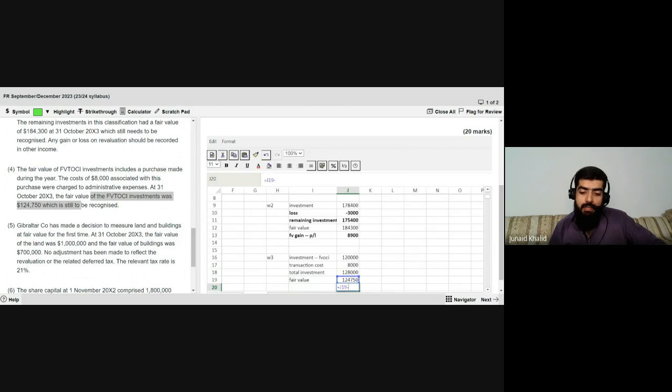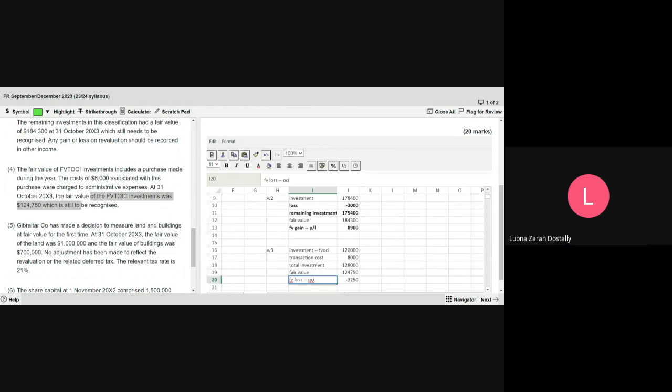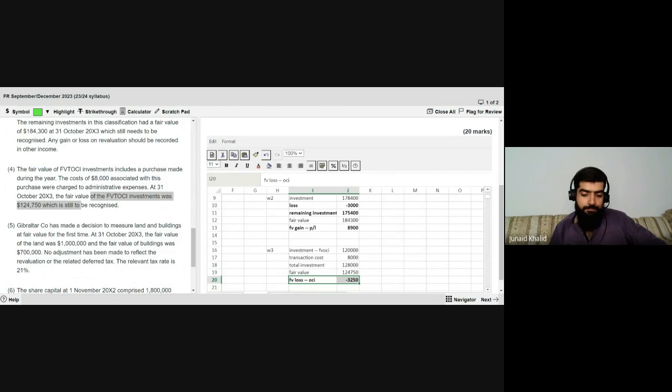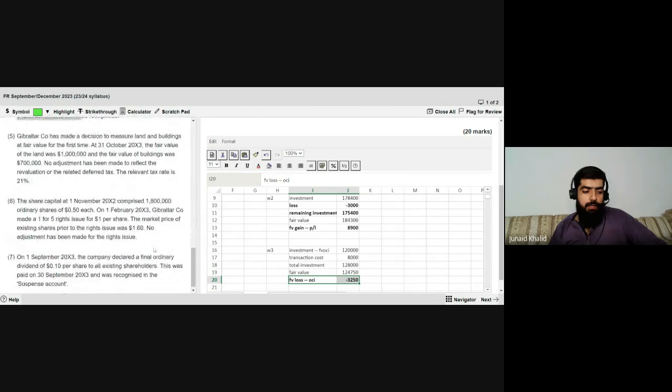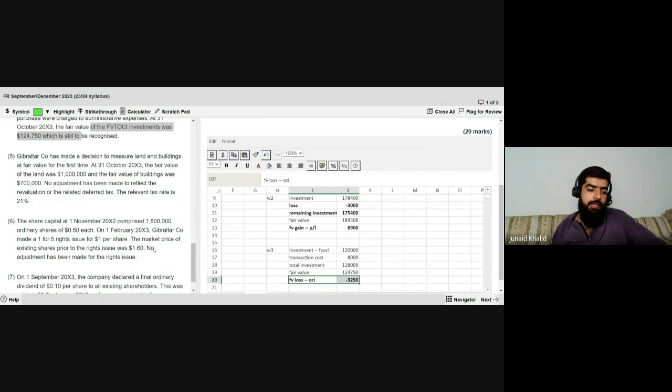Decrease. Yes, it's been decreased by 3250. It means it's a fair value loss, and such loss will be recognized in OCI. Are you getting the point? Yes. Now let's move on towards the fifth requirement.